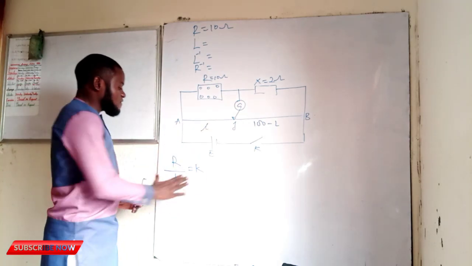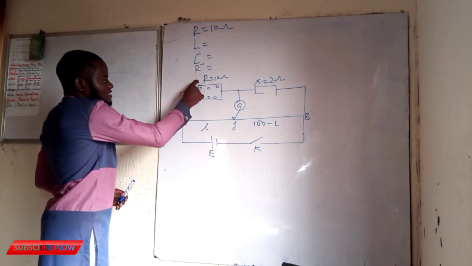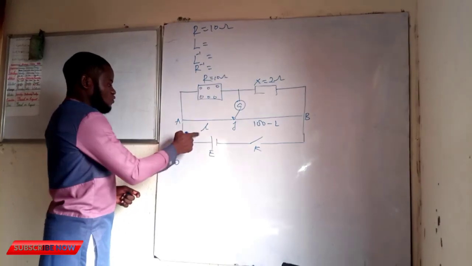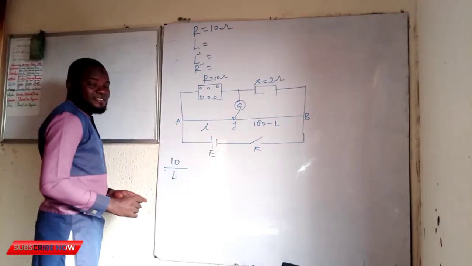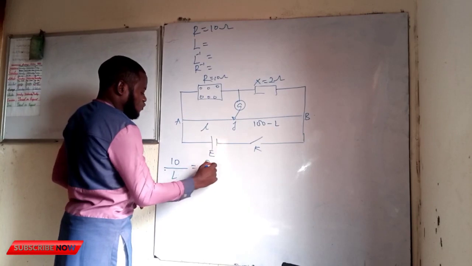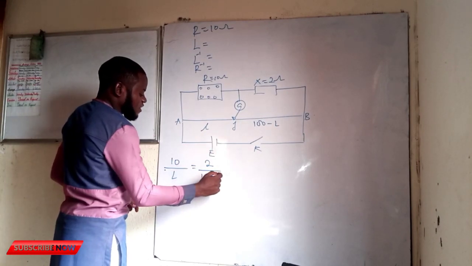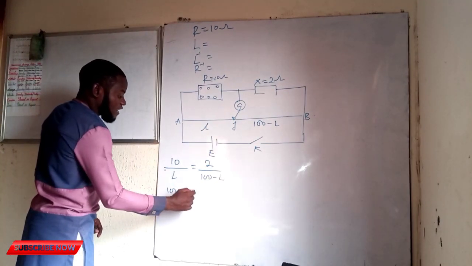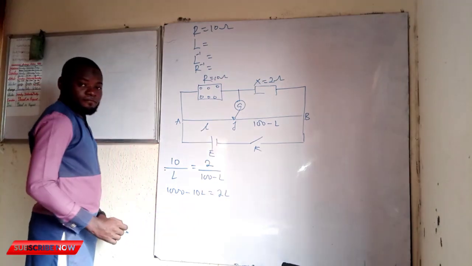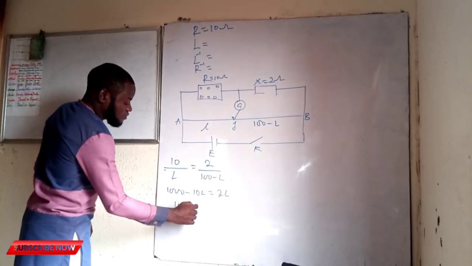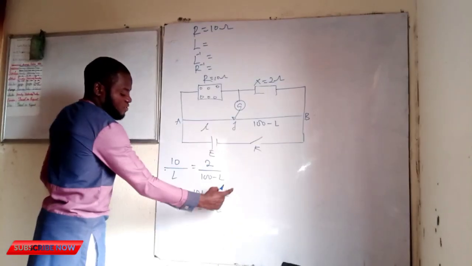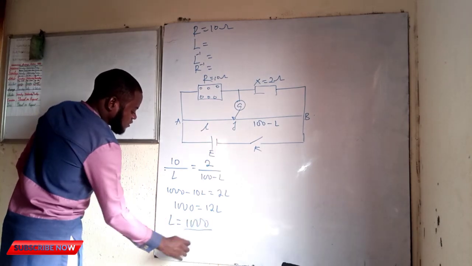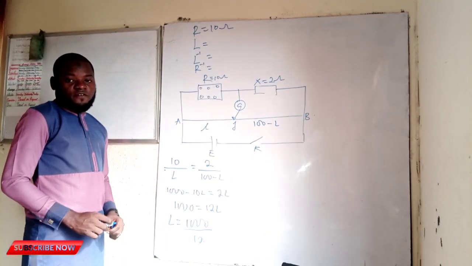be. Now, if that should be the case, if I take, this is a specified resistance here, which is 10 ohms. And this is L, which is the length at that point. And if you look at this, we have 2 ohms divided by 100 minus L. If I cross multiply, I will have that 1000 minus 10L equal 2L. So we have 1000 equal 12L. By taking this one to the other side, you add this together. So the L, which is the balancing point, is going to be 1000 divided by 12.